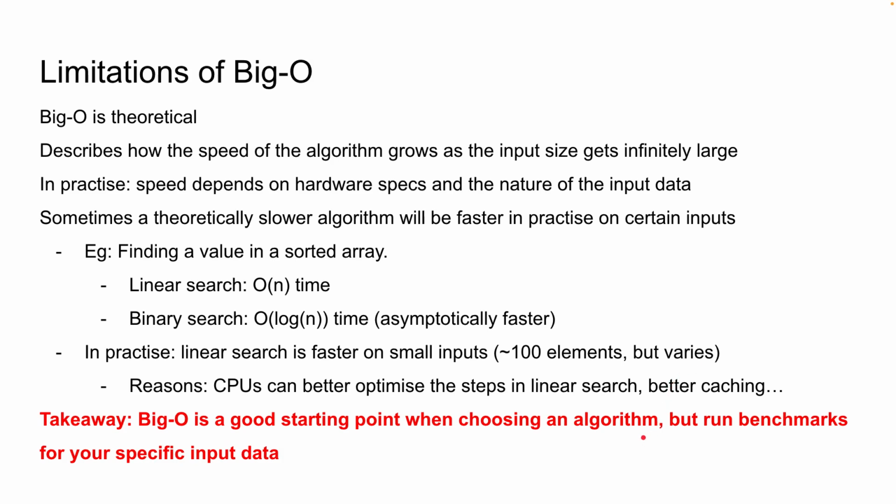Now, the takeaway here is that Big O is a good starting point when choosing an algorithm, but you should run benchmarks for your specific input data. If you know that your input data is going to be small arrays, then well, obviously you should implement it with linear search because that would be faster in practice, even though binary search is theoretically faster and would be faster for a very large number of elements.